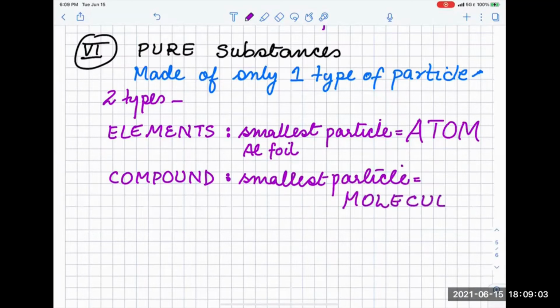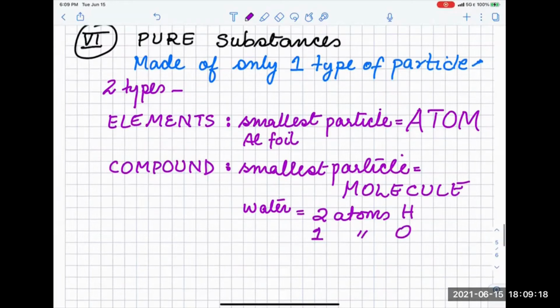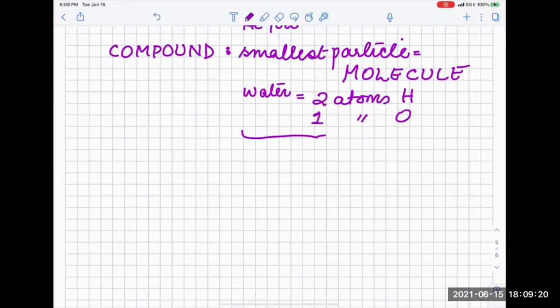And this is the molecule. For example, you have water. Now, what is water made up of? Water is made up of two atoms of hydrogen and one atom of oxygen. Now these atoms are chemically combined. When they are chemically combined, that means they are bonded. So it's not just mixing. They are chemically combined.